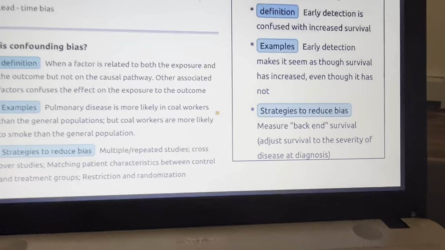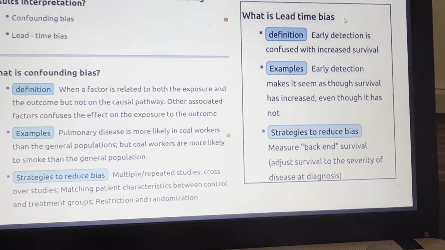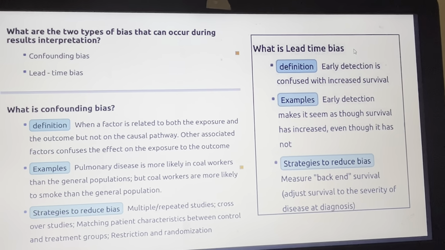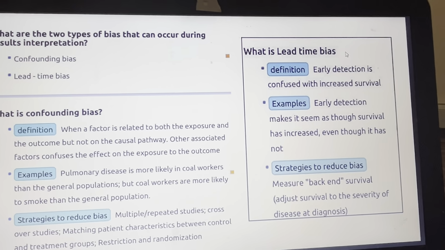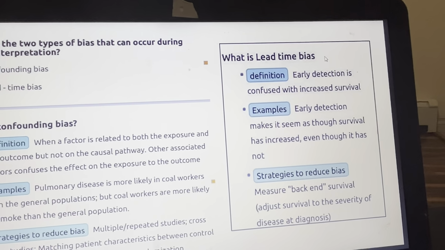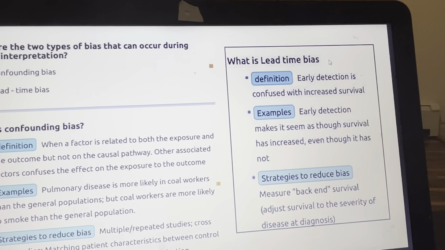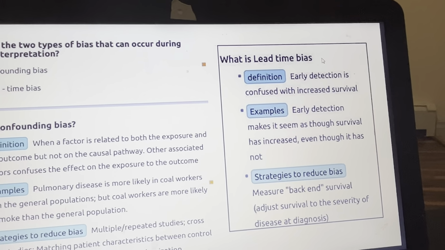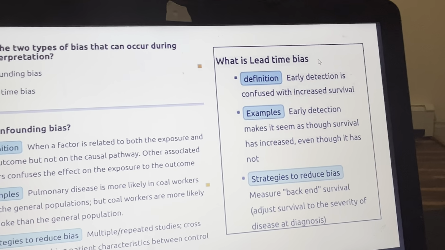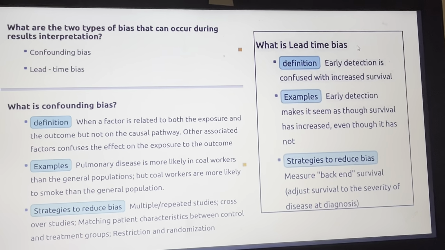Then the very important bias is lead time bias. As I told you, EA for lead and EA for early. So early detection is confused with increased survival. For example, we are seeing the period of 5 years, but we see that because we detected early during 3 years there's more survival, and then we feel like, oh, this treatment is effective, but the early detection is confused with the increased survival. So we think the survival has increased, but in reality it has not.